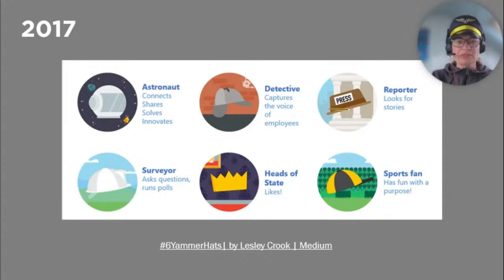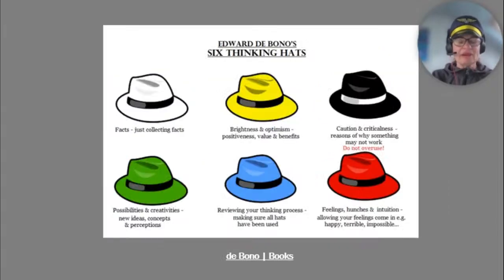So the blog that I wrote about that in 2017 is in that link, and it was called Six Yammer Hats. The idea of that came from Edward de Bono's Six Thinking Hats. I'm not going to start describing this because I could lose another 10 minutes, but that framework is there. And that came out, I think, in 1981 by the consultant Edward de Bono. And he's got some very interesting other frameworks and books, so I put the link there to de Bono books.